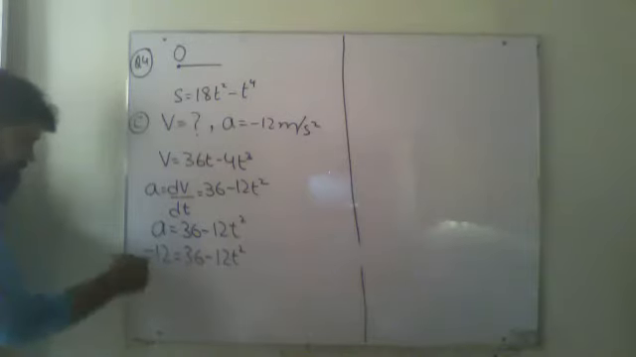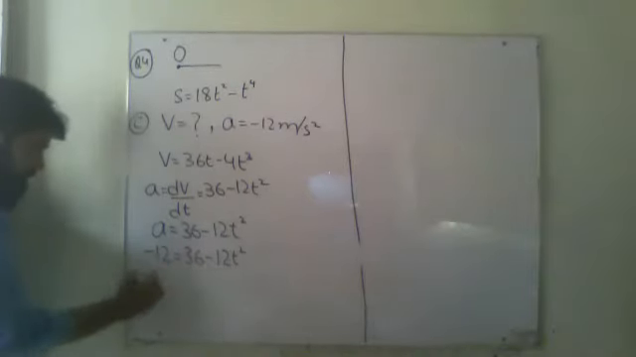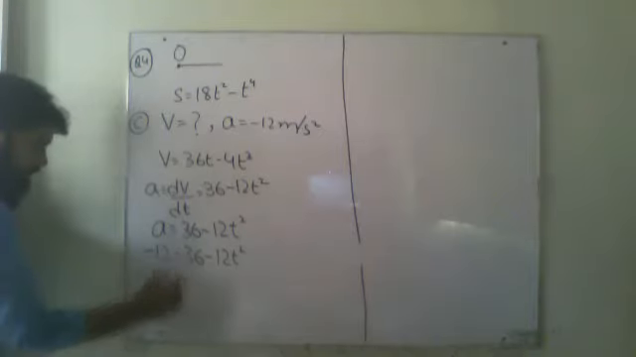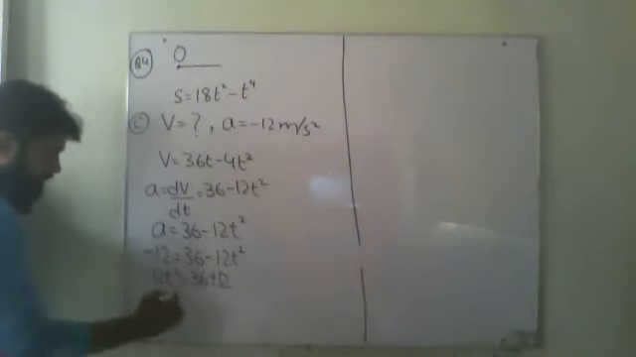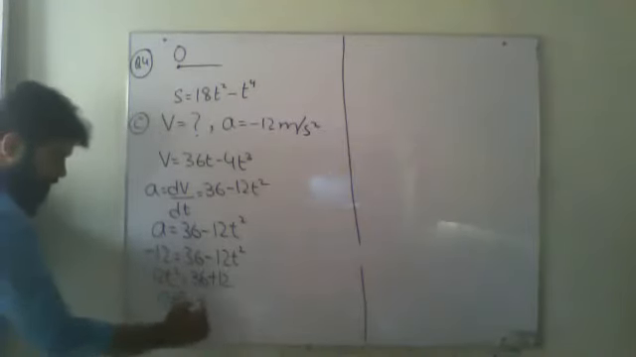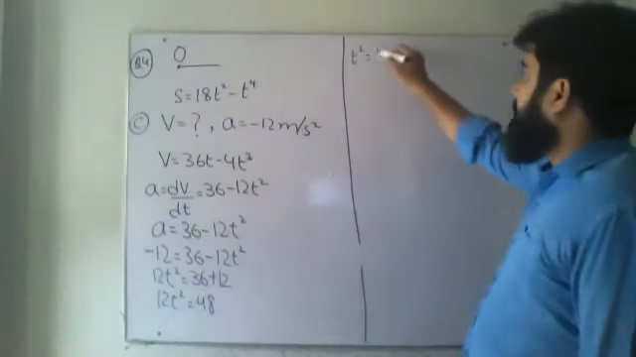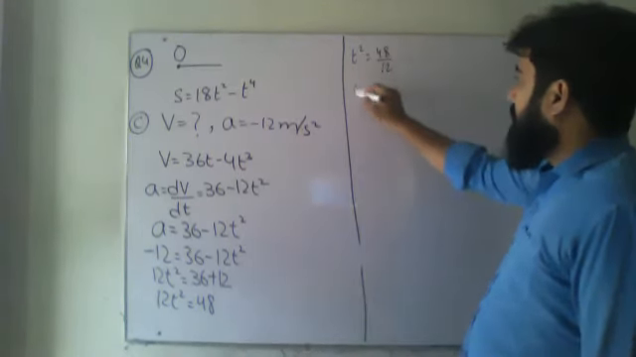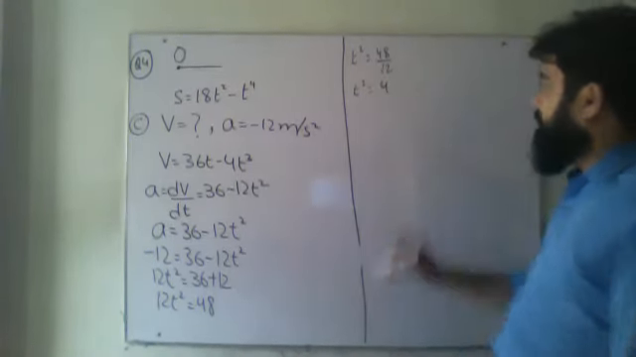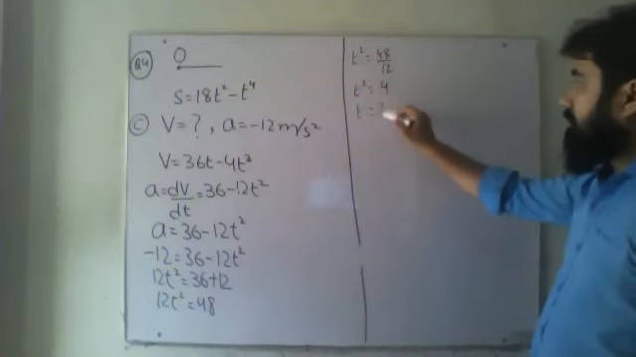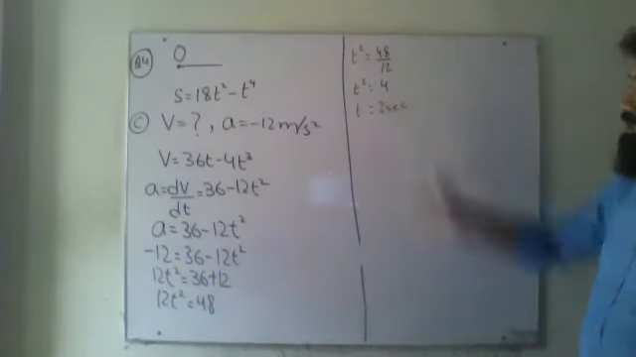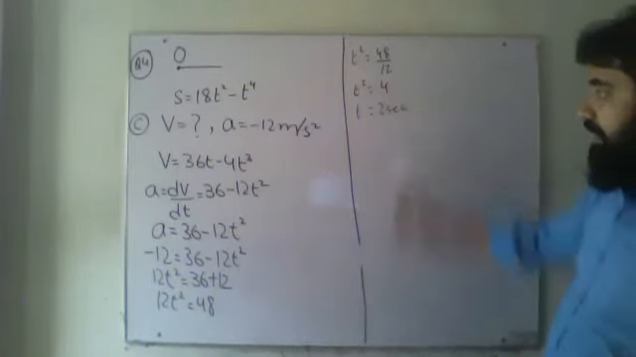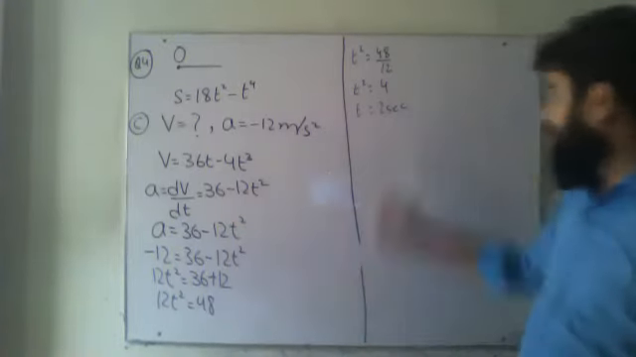So acceleration minus 12, 36 minus 12t square. Shifting minus 12 to that side, this will become 12t square equals 36 plus 12. 12t square equals 48. t square equals 48 divided by 12, that will be 4. The value of t is coming 2 seconds. I will take that value and I will put it over here.